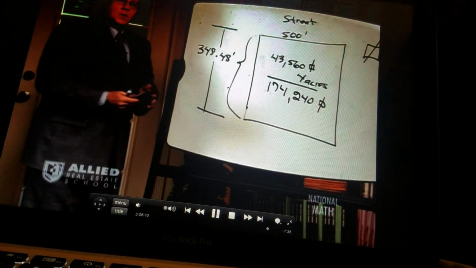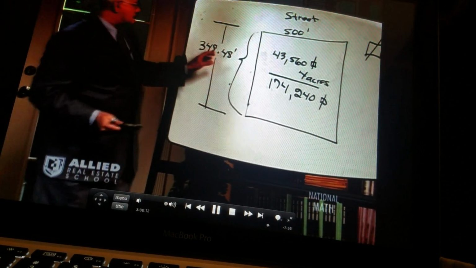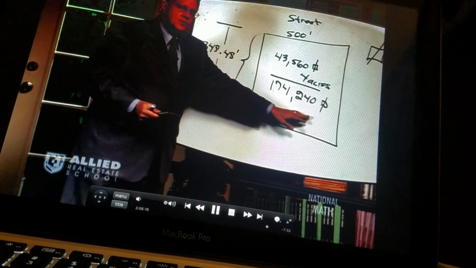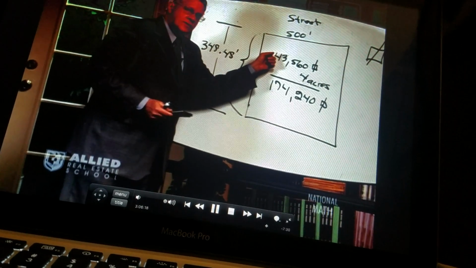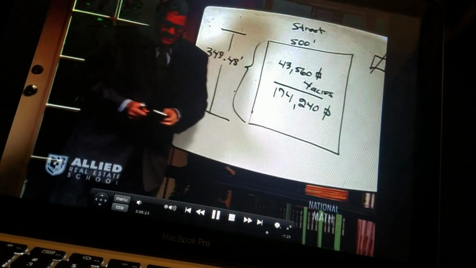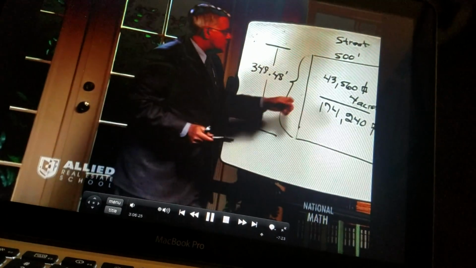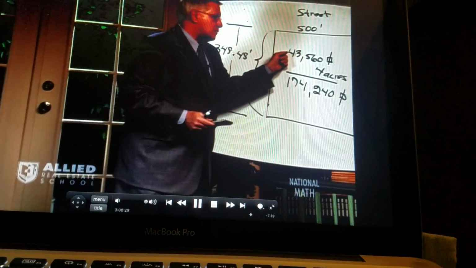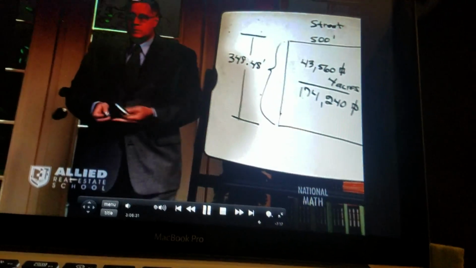And if you wanted to check that, if you took 348.48 times 500, you get 174,240. Divide that by 43,560, and you should come back to 4 acres. Okay? And notice there, we had to memorize that 43,560 in order to do that problem. If you didn't have that number down, there's just no way that problem could be done correctly.